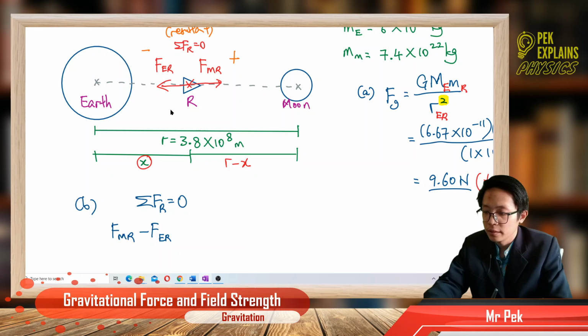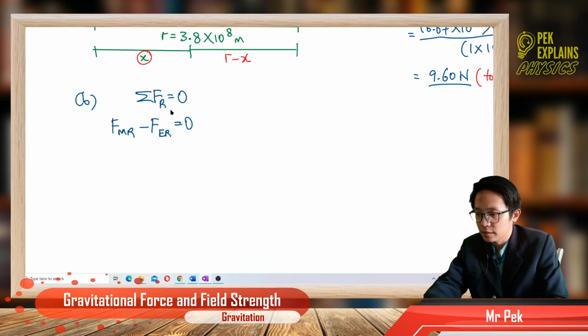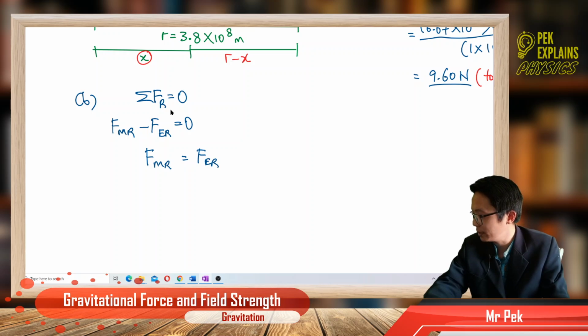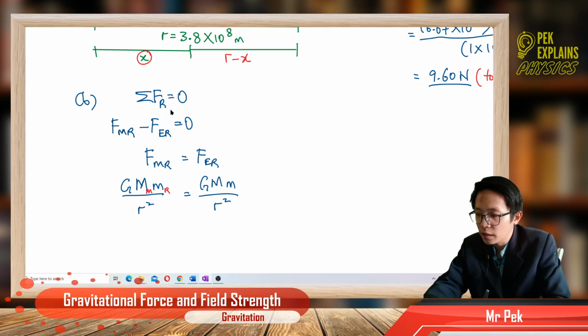FER. So now let's solve the question. FMR and FER are the same. They're equal, so they cancel each other. So use the formula GMm over r square. Here also GMm over r square. This one is between the moon and the rocket. This one is between the Earth and the rocket.